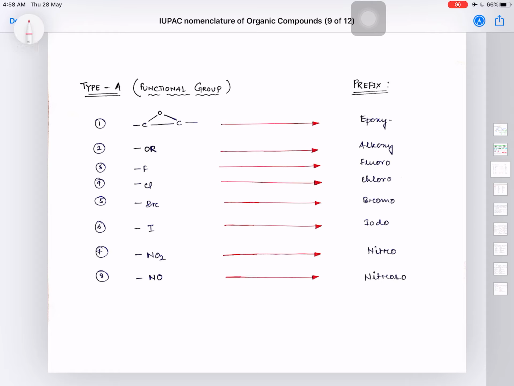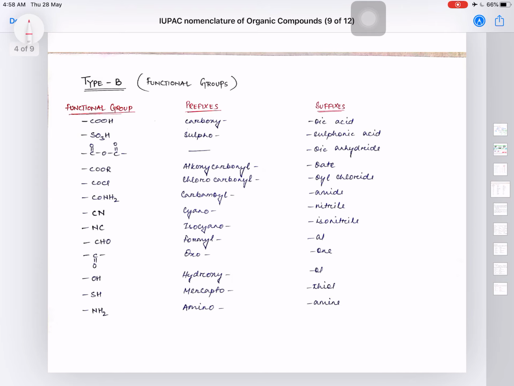These are of two types. First one is type A functional groups. Type A functional groups are those which are always written in prefix. There is no suffix for type A functional groups, which means they will always be written at the start of the IUPAC name, as a prefix. And you also have type B functional groups, which have both suffix and prefixes.